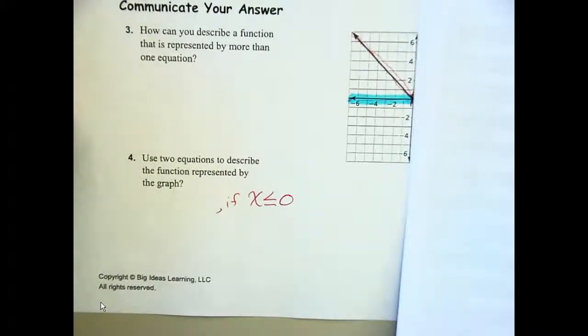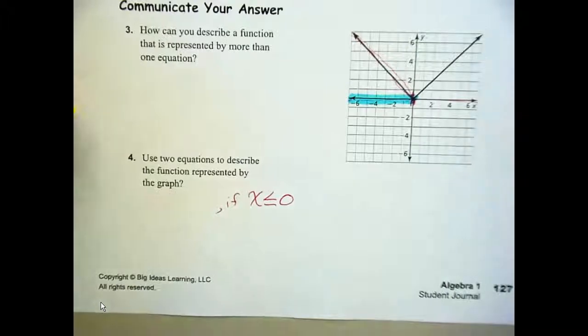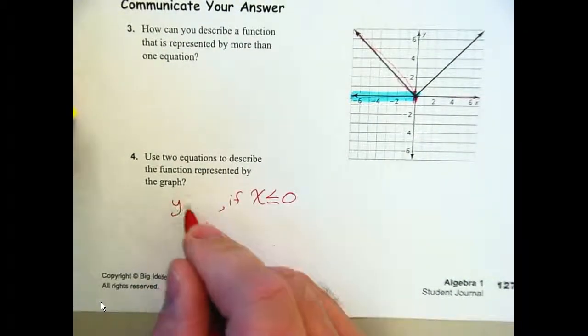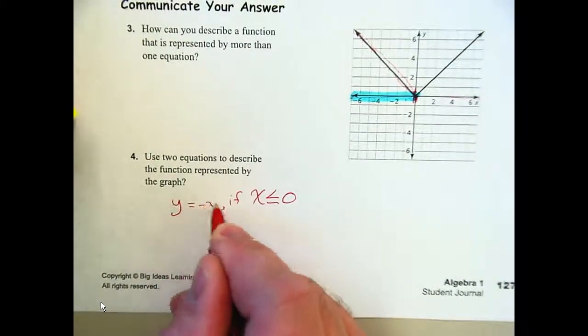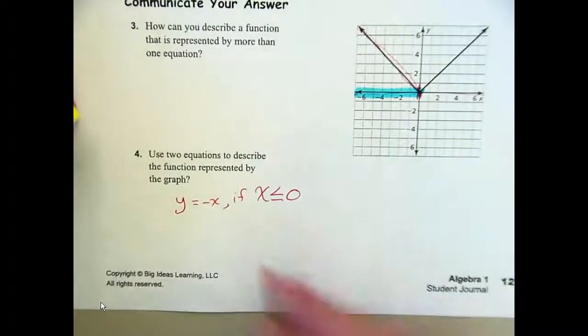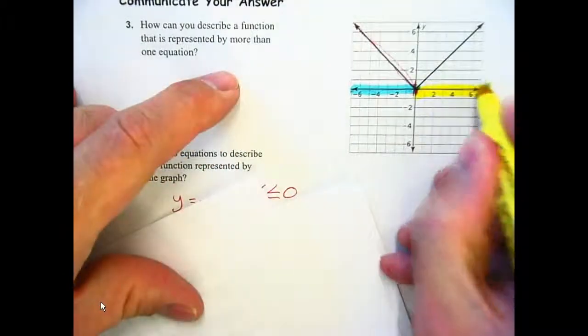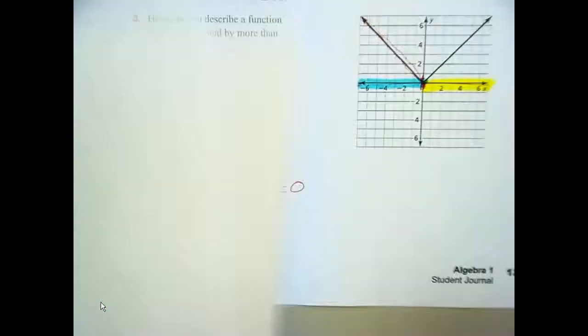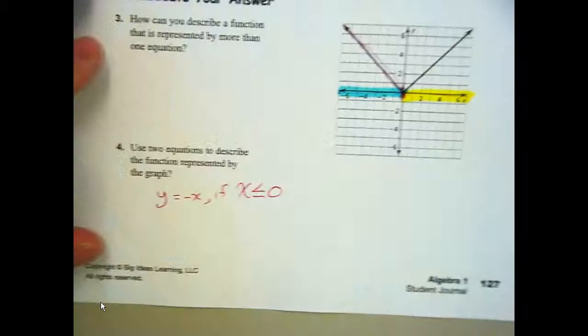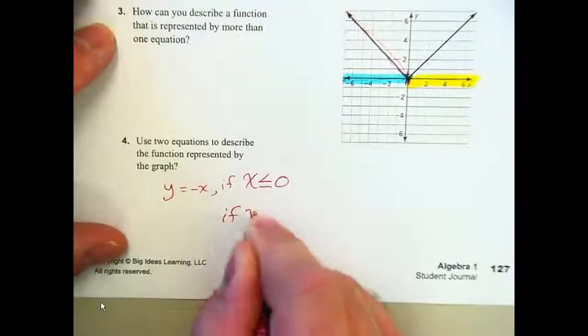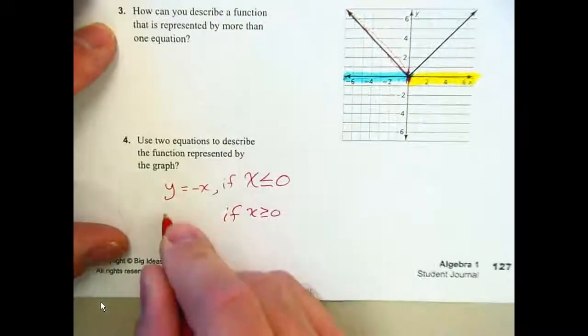negative 1x. Right? It has a slope of negative 1, has a y-intercept of 0. So from there over, we get y equals negative x. All right, when x is bigger than 0, so if we go over here, on that side, the equation of that line is y equals x. Okay, so now we write it when x is greater than or equal to 0, y equals x.